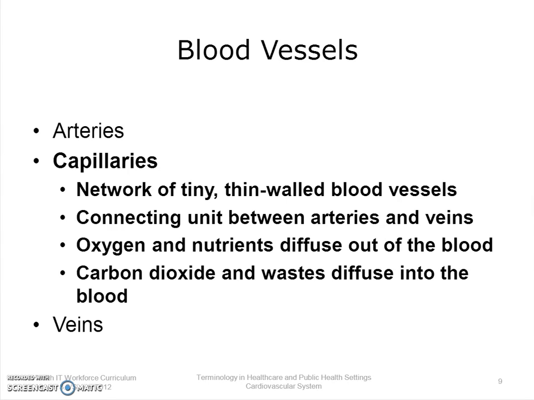Capillaries are a network of tiny, thin-walled blood vessels. They form the connection between arteries and veins. Capillaries reach each cell in the body. It is in the capillaries that oxygen and nutrients diffuse out of the blood, and carbon dioxide and waste products diffuse into the blood.